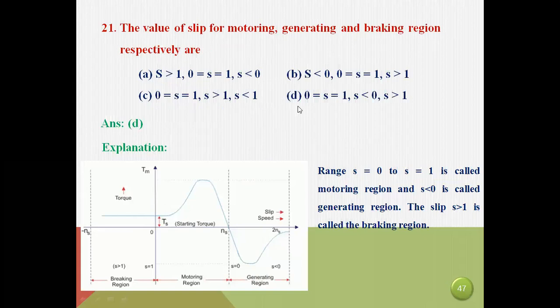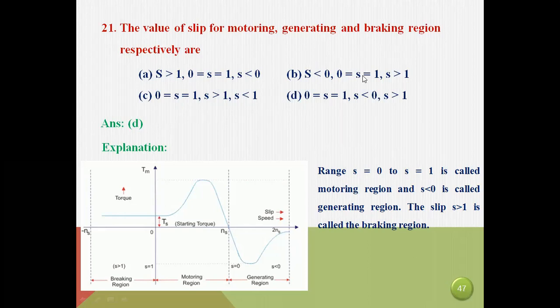Now there is a question like the value of slip for the motoring, generating and braking regions. We have seen that the range S equal to 0 to S equal to 1 we are calling as motoring. And if the S value is less than 0, we are calling that generating. But this concept we will not require; still, there can be a question on the numericals. Because you are supposed to only see the motoring region, but you are supposed to understand when you will get the generating region.